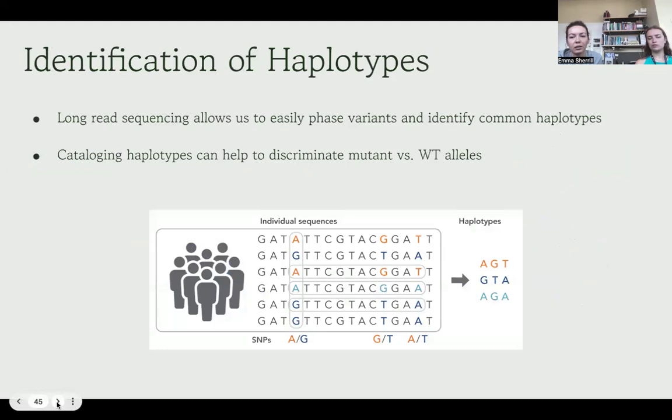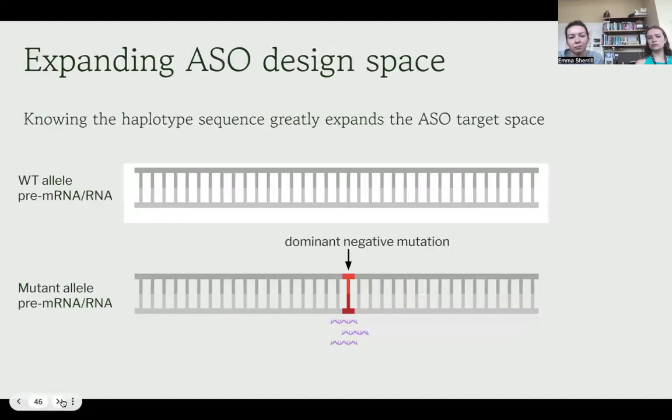When we're designing allele-specific knockdown ASOs, we use long-read sequencing to identify haplotypes in our patients, and this can help us discriminate between the wild type and mutant alleles. So in a group of patients that have a SNP at one site, you can see that they may have different haplotypes of different linked SNPs that are also on that allele. We utilize these to expand our design space beyond just the disease-causing mutation.